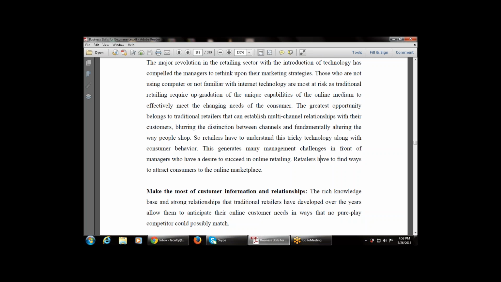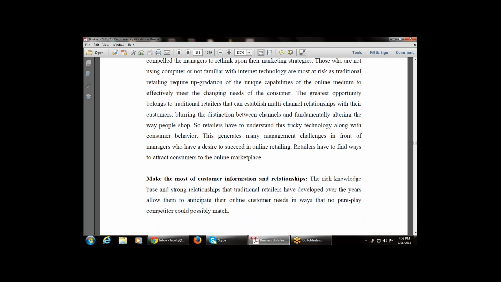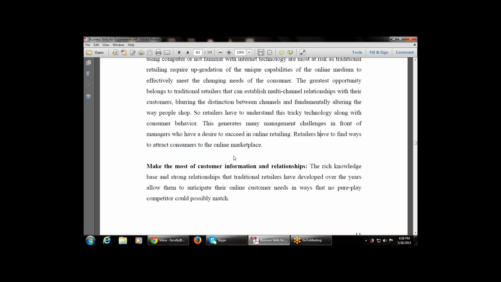So what are the various management issues, or managerial issues, in retail purchasing or online retailing? One issue is to make the most of the customer information and relationship. This is one of the major issues of the manager: how to store each and every piece of customer information, because there are millions of customers. How to store the information of the customers, and how to build a good relationship with the customers.